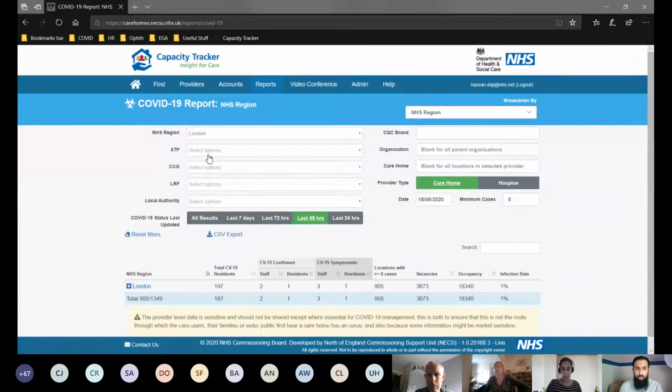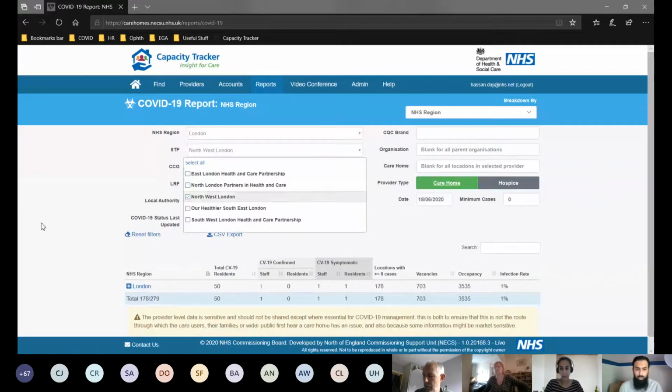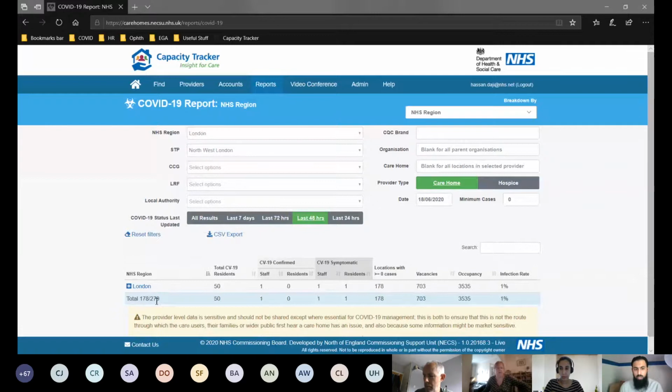So for your area, if you look at Northwest London, for example, 178 have completed it in the last 48 hours, and 147 have completed in the last 24 hours. Just a reminder, it resets at 12 o'clock midnight every day. So that's when the expectation is after that point to update.